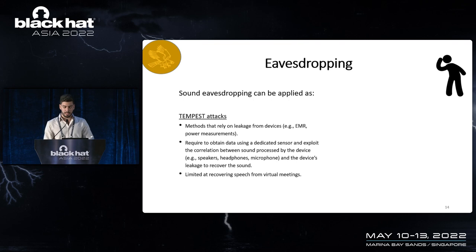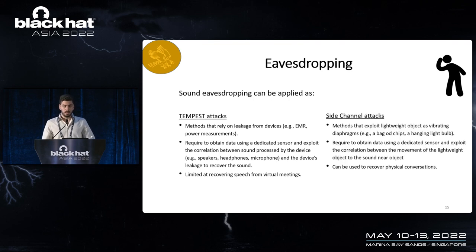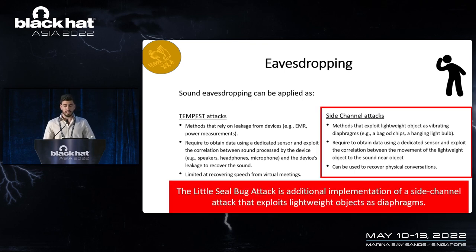The second type of attack is side-channel attacks. Side-channel attacks are methods that exploit lightweight objects as vibrating diaphragms and require obtaining data using a dedicated sensor and exploit the correlation between the movement of the object and the sound played near them. But what's different here is that side-channel attacks can be used to recover sound both from physical conversations and virtual conversations. The little seal bug attack is an additional implementation of a side-channel attack that exploits lightweight objects as diaphragms.